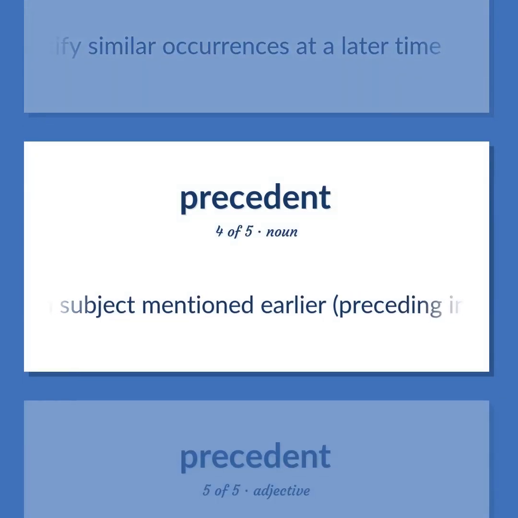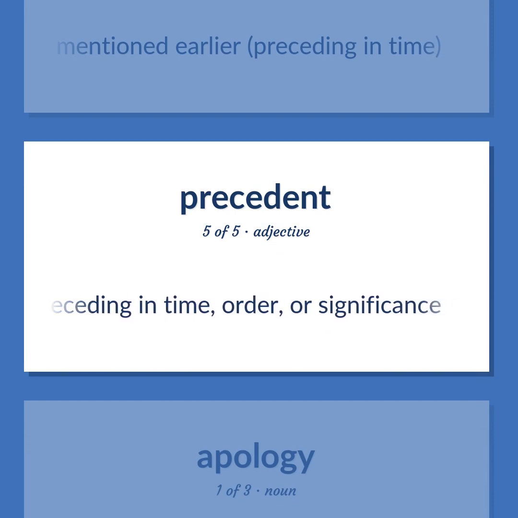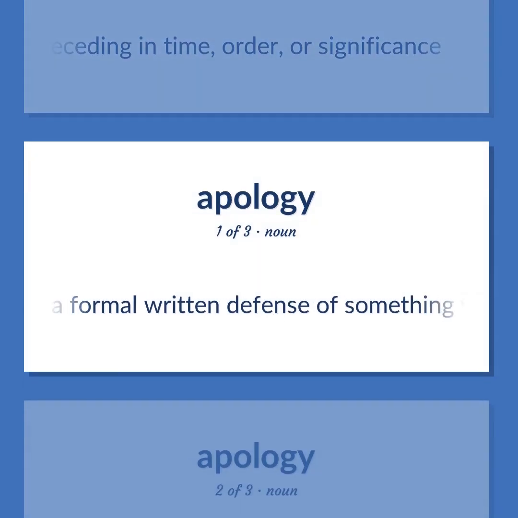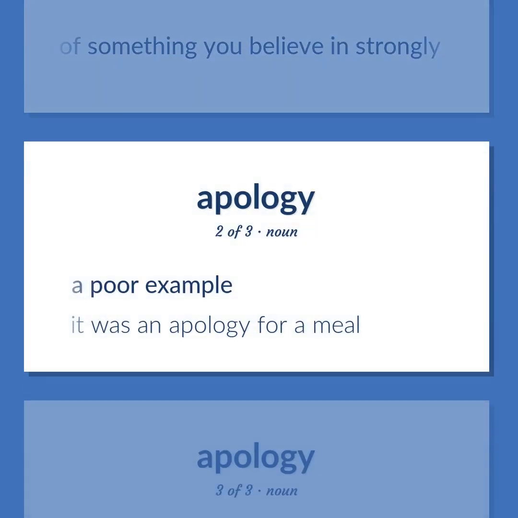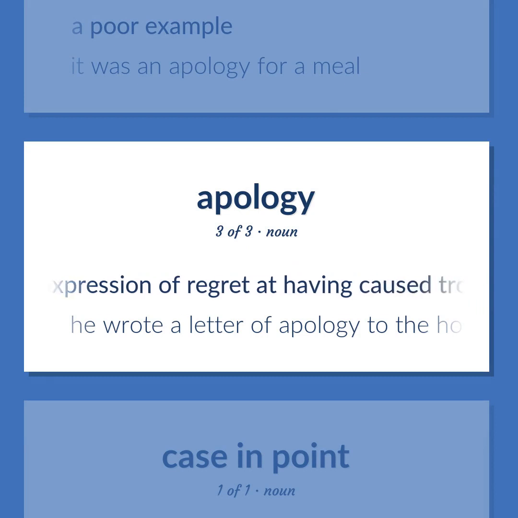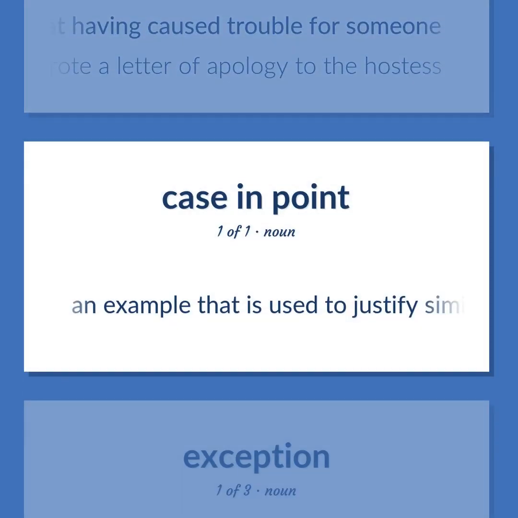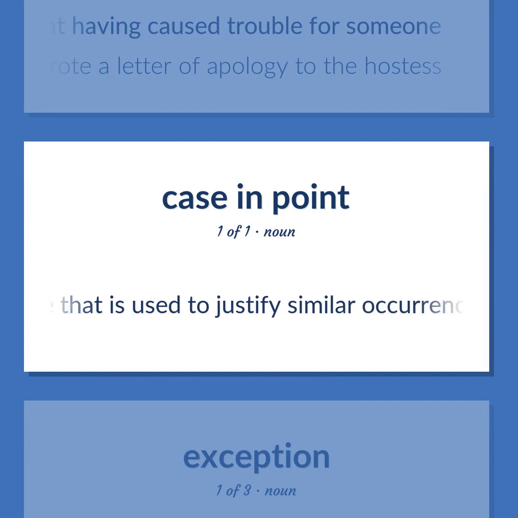A subject mentioned earlier, proceeding in time. Proceeding in time, order, or significance. A formal written defense of something you believe in strongly. A poor example. It was an apology for a meal. An expression of regret at having caused trouble for someone. He wrote a letter of apology to the hostess. An example that is used to justify similar occurrences at a later time.